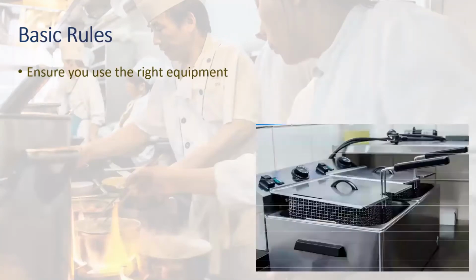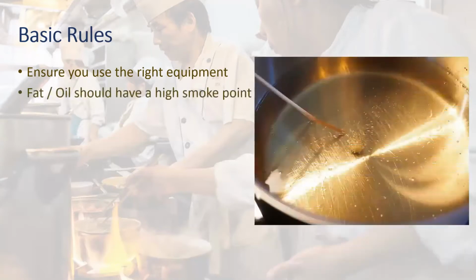Ensure you have the right equipment to be used for deep frying. Ensure it has a deep case to it. It should not be shallow at all. Then the fat or oil should have a high smoke point. Now, what is smoke point? It is the temperature at which the oil will start to smoke. So that is the apt temperature for frying of food. Always ensure that it has reached the smoke point.